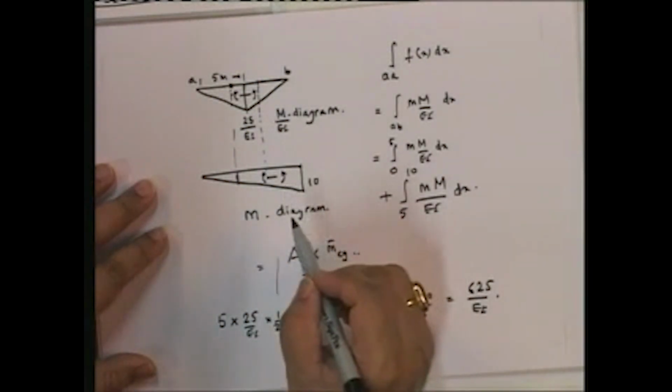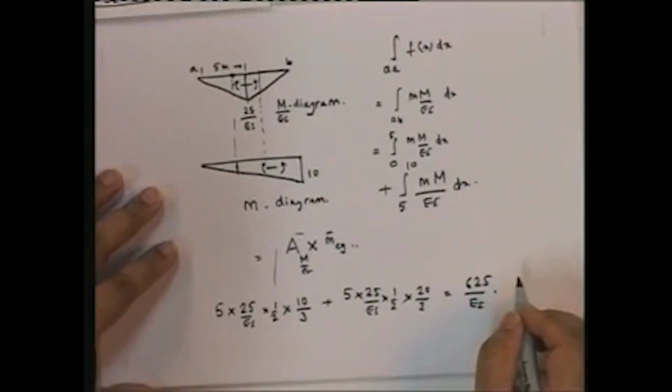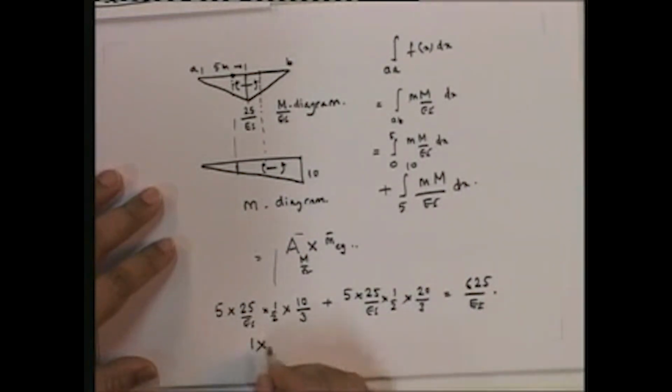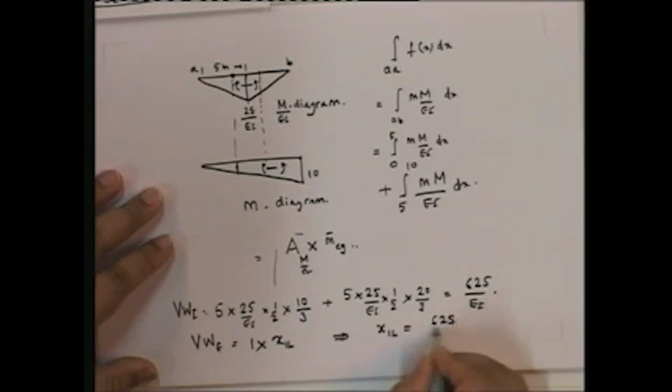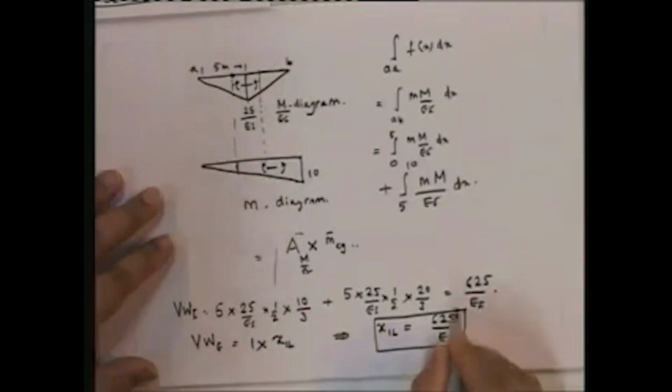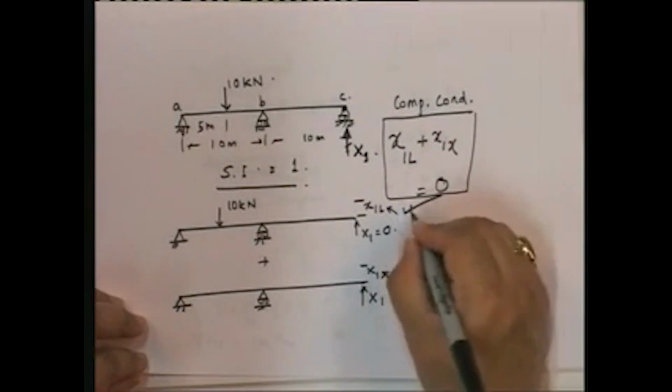That is the work done by the internal deformations, the internal flexural deformations. And what is the work done by the external? External is nothing but 1 into x1L, and this is internal. So that implies that x1L is equal to 625 upon EI. What does that mean? Let's look back at what this means. This means that due to this load, this displacement is equal to 625 upon EI. So if you look back at this problem, the original, we have found this out.